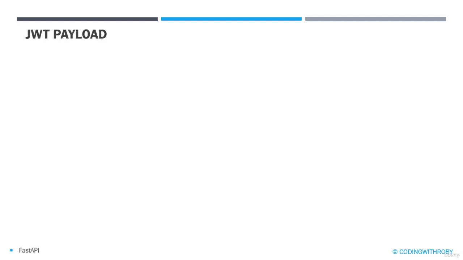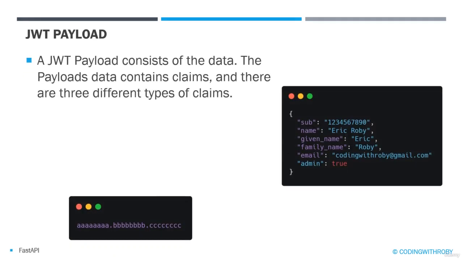The JWT payload is the second part of a JSON Web Token. A JWT payload consists of the actual data of the user and/or additional information. The payload's data contains claims, and there are three different types of claims. These claims include registered, public, and private.